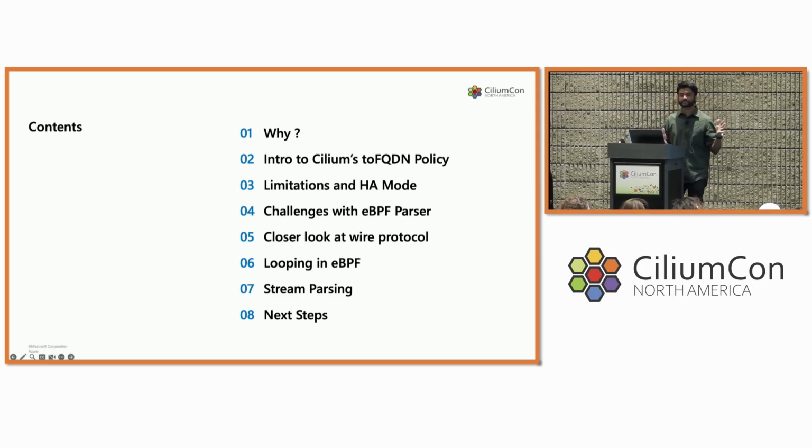Over the course of years, we've been trying to improve the ToFQDN policy subsystem, and we've made some improvements along the way. But we want to see if we can push it all the way with eBPF. So we'll get into some details on what the DNS RFC itself says, and some of the challenges with using BPF to parse DNS. And we'll get into how you do loops in BPF, how you parse streams, and things like that.